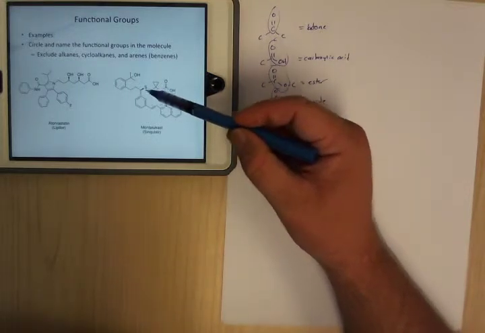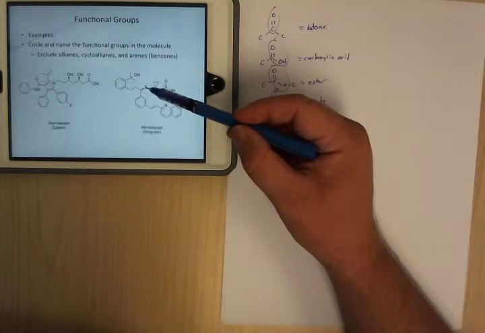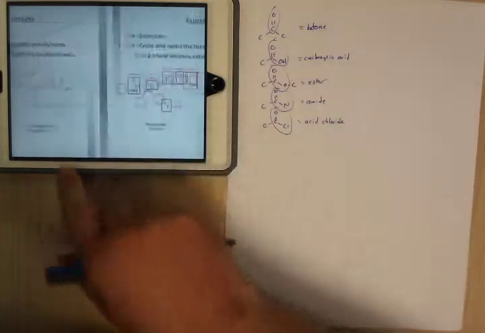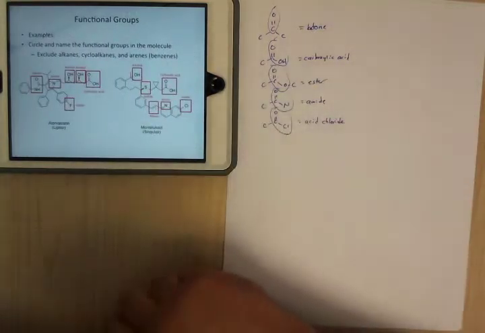Sulfur, carbon, sulfur, right? So this would be the sulfide. So carboxylic acid, alcohol, stuff like that. So just be careful. And there'll be some practice problems for you as well.